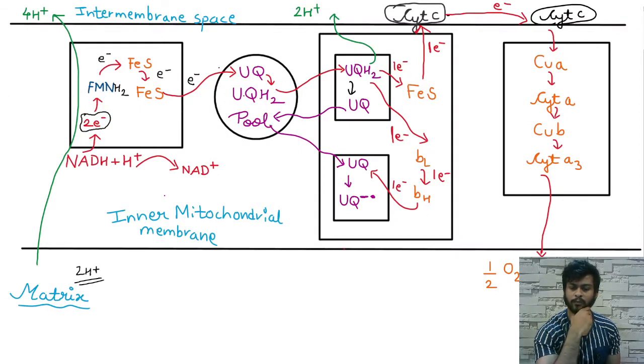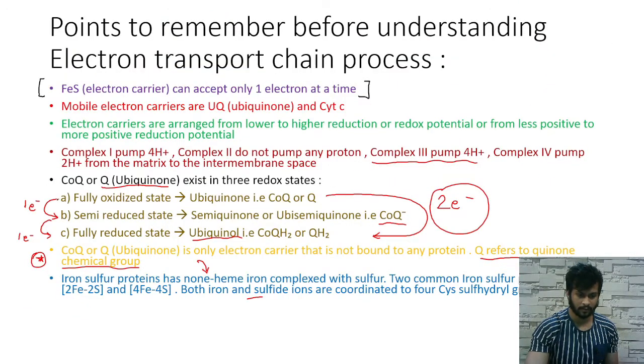Ubiquinone pool is in the nearby vicinity of complex 1. So when this electron is accepted by ubiquinone, it will get converted to semiquinone, that is partially reduced state. We have discussed it here. When one electron is accepted, the fully oxidized state will be converted into semi-reduced state, that is ubiquinone will be converted into semiquinone.